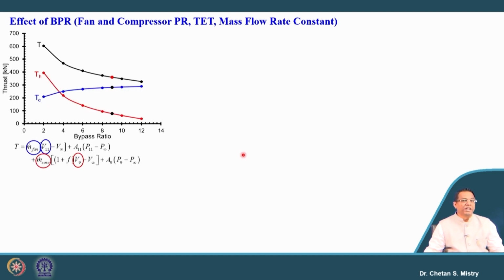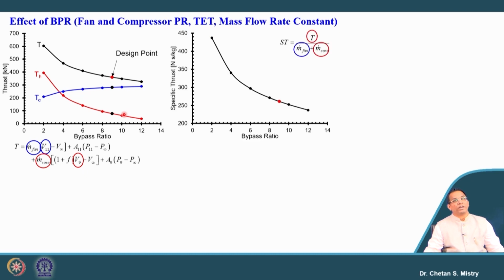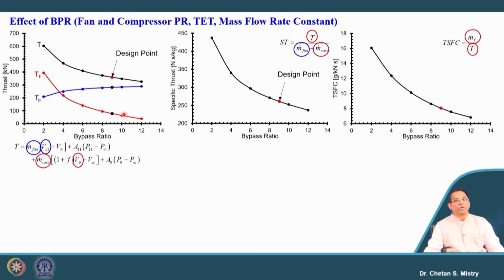When we are increasing our bypass ratio, my cold thrust will be increasing, but at the same time the hot thrust will be reducing drastically with the increase of bypass ratio, and that is reflecting in terms of reduction of the thrust. Okay. Since my thrust is reducing, the specific thrust also will be reducing, in the sense for the constant mass flow rate configuration. And here in this case, my thrust specific fuel consumption also will be reducing with the increase of bypass ratio.